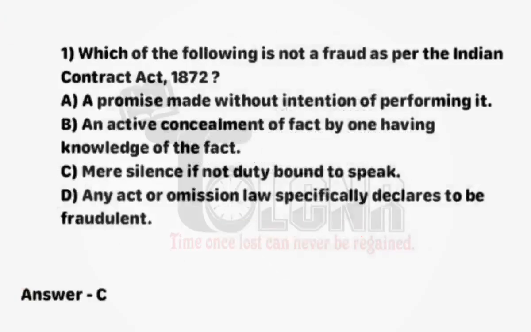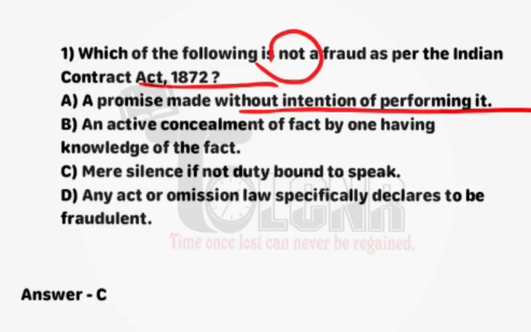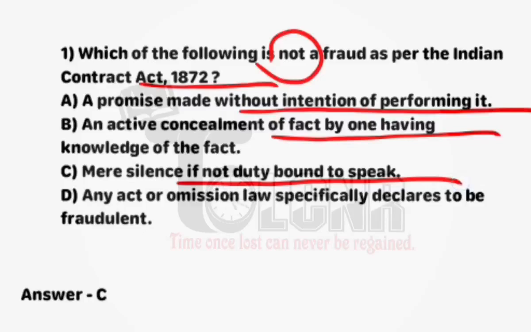First question is which of the following is not a fraud as per the Indian Contract Act 1872? First option is a promise made without intention of performing it. Option B, an active concealment of fact by one having knowledge of the fact. Option C, mere silence if not duty bound to speak. Fourth option is any act or omission law specifically declares to be fraudulent.